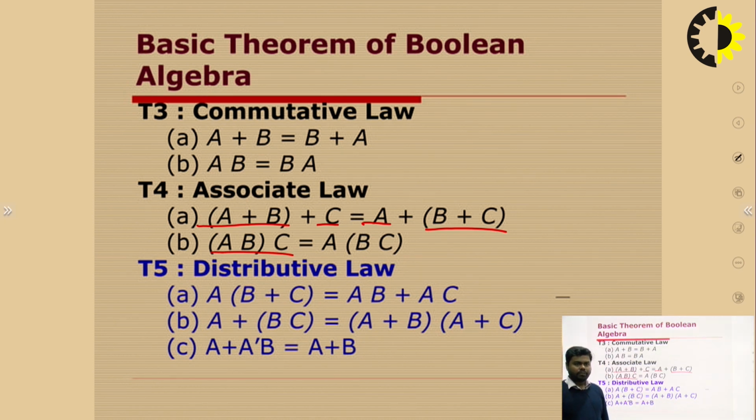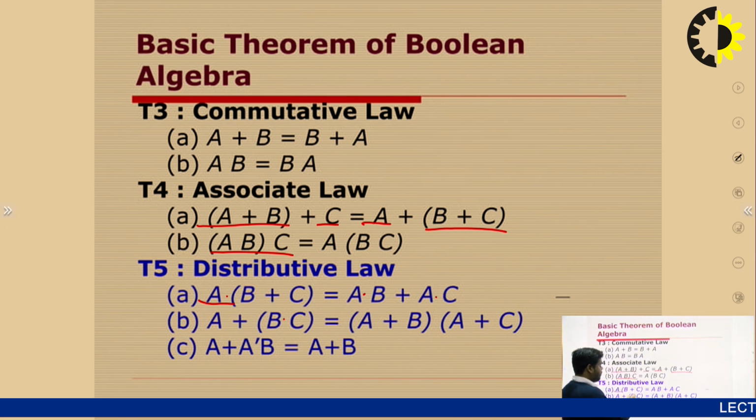Now the fifth theorem is the distributive law. a dot b plus c equals ab plus ac. a plus bc equals a plus b dot a plus c. Again, a dot b plus c equals a dot b plus a dot c, and a plus b dot c equals a plus b dot a plus c. Now the next is a plus a dash b equals a plus b.